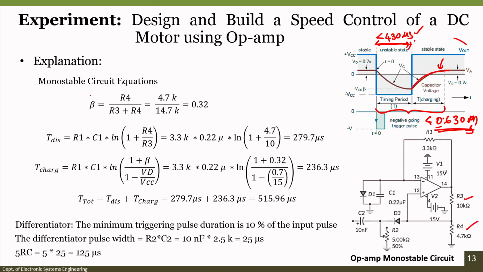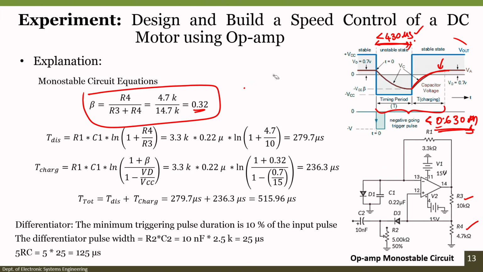R3, based upon that we have considered beta. So, beta is nothing but 0.32. This is not 0.5. If we considered R3 and R4 as either 10K or 4.7K, then beta would have been 0.5, but in this case we have considered different R4 and R3 resistors. So, the value is 0.3.